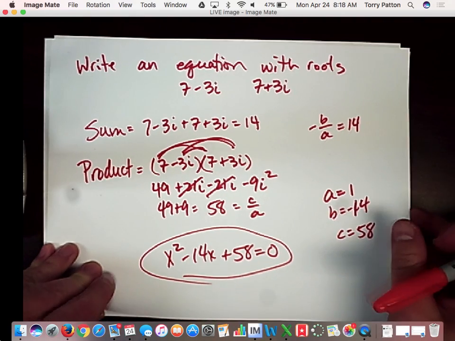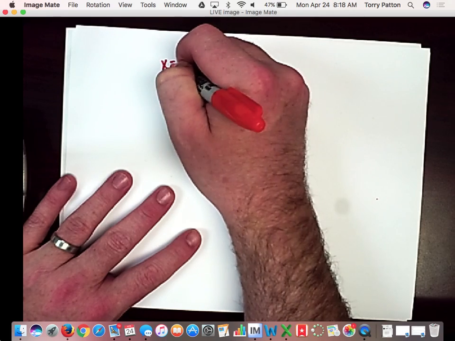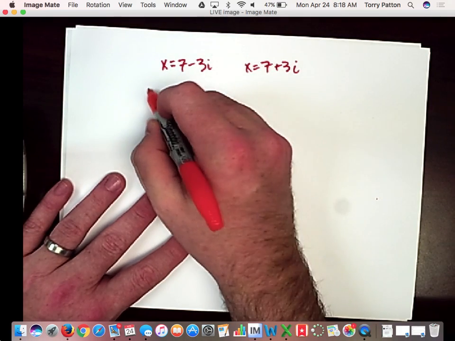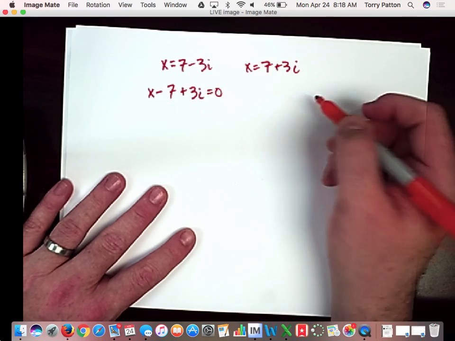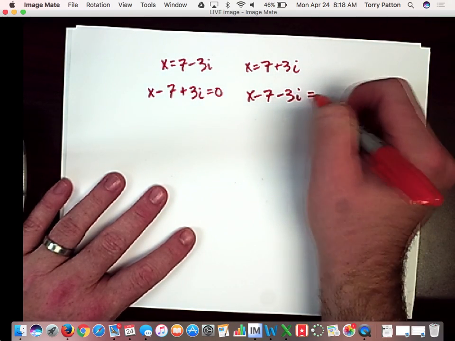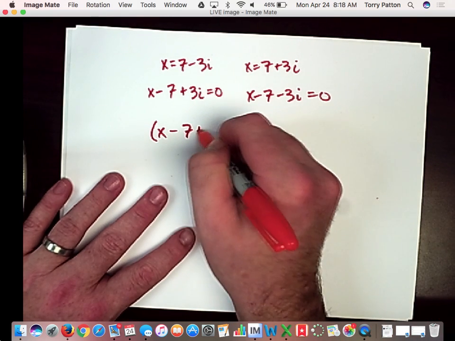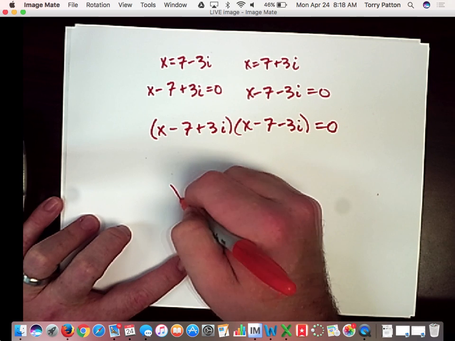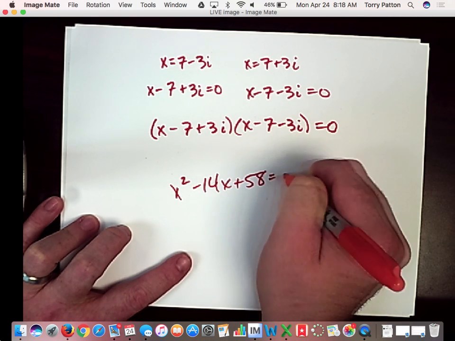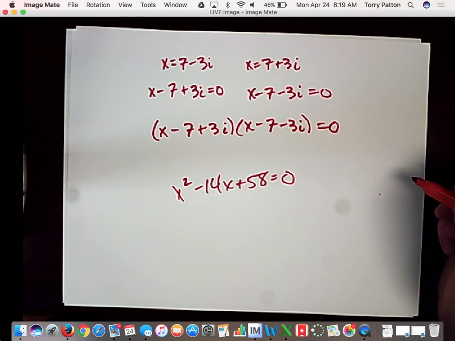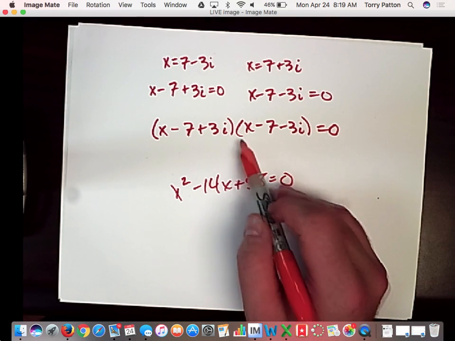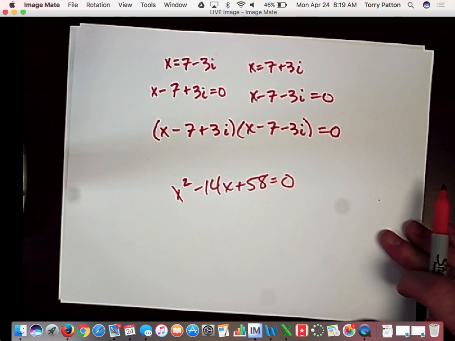Now, the other way to have done that would be if you had x equals 7 minus 3i and x equals 7 plus 3i, then the factors would be x minus 7 plus 3i equals 0, and x minus 7 minus 3i equals 0, right? So you would have x minus 7 plus 3i times x minus 7 minus 3i. And when you FOIL that out, you get that. Okay? But when it's imaginary, I think the sum and product method is easier, because there are like 3 steps in here that I skipped. Okay?